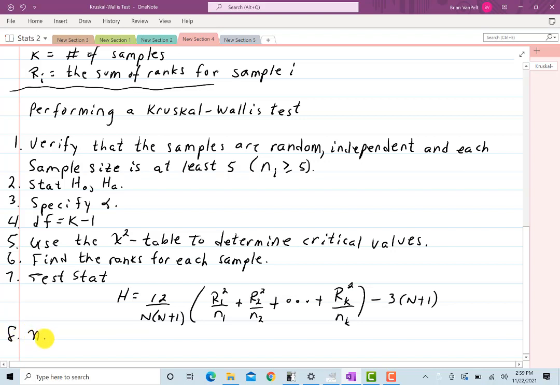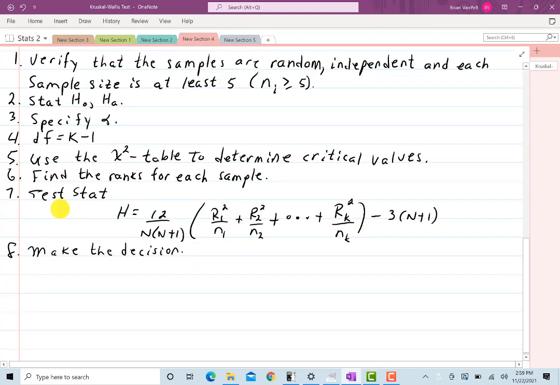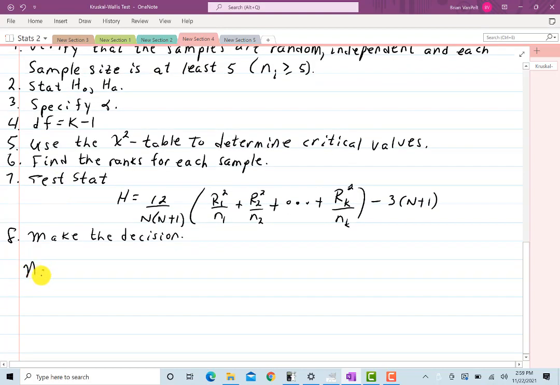And then 8, make the decision. Note, this test is always right-tailed.